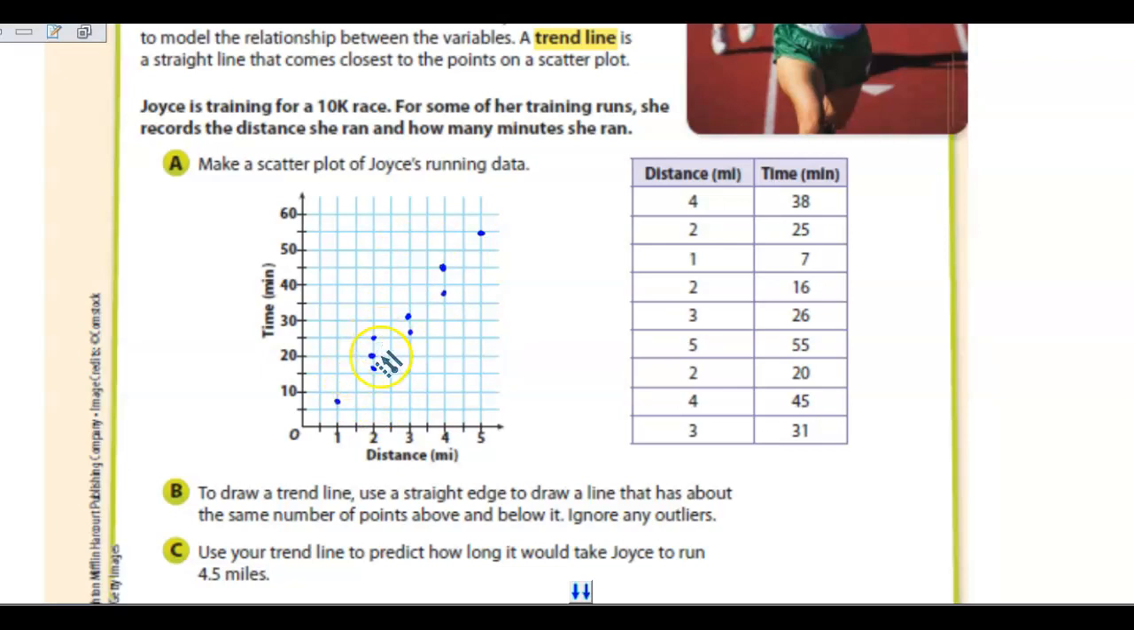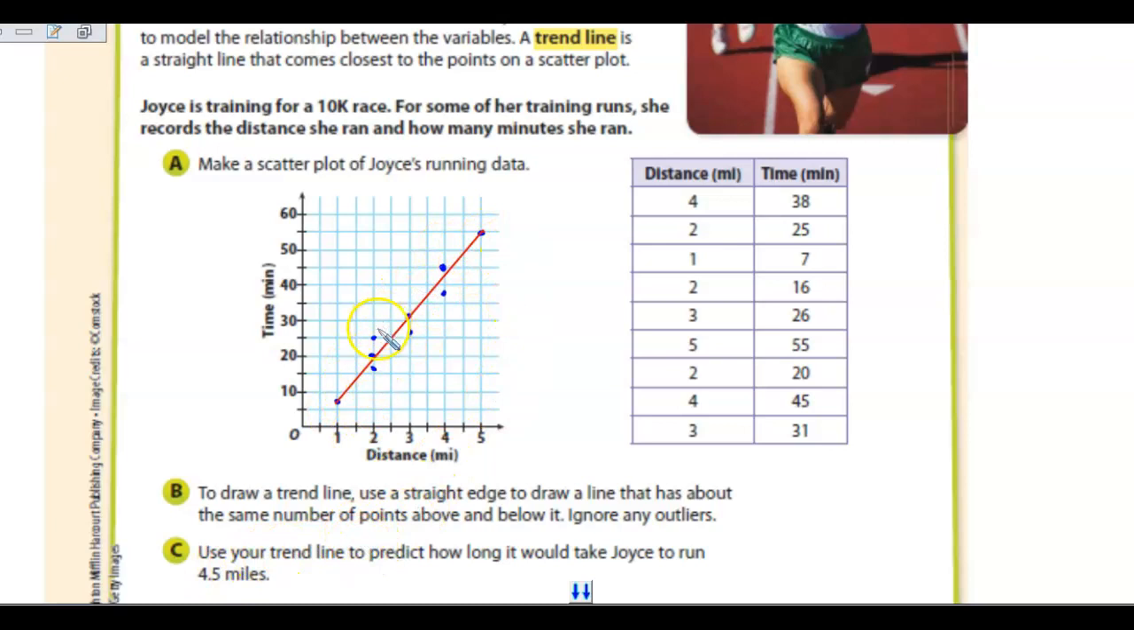And so I kind of want to go, let's see, I have 1, 2, 3, 4, 5, 6, 7, 8, 9. And so if I can keep like 4 on one side, 5 on the other. 1, 2, 3, and 1, 2, almost 3 there. Okay, so there's our trend line. And we can see that it is a straight positive line.